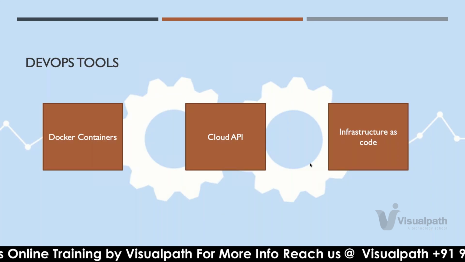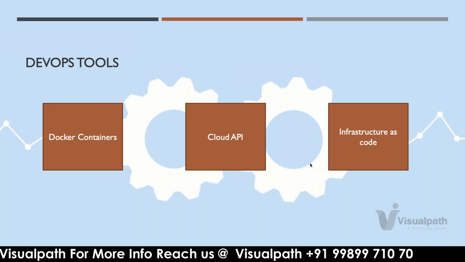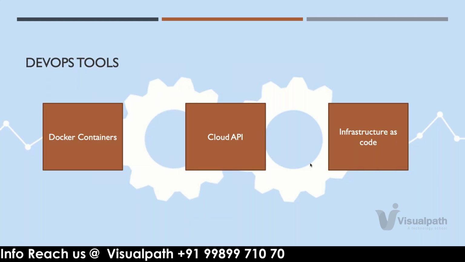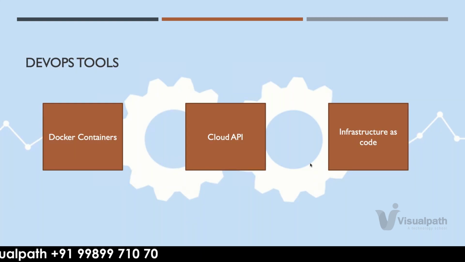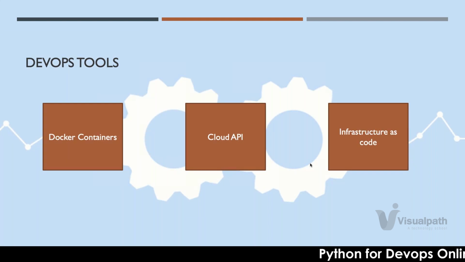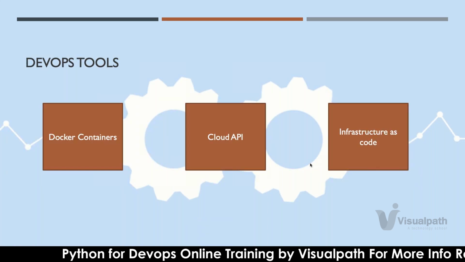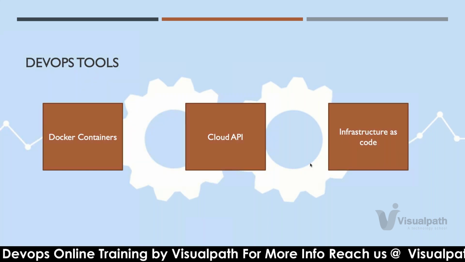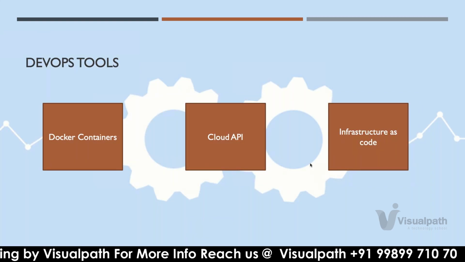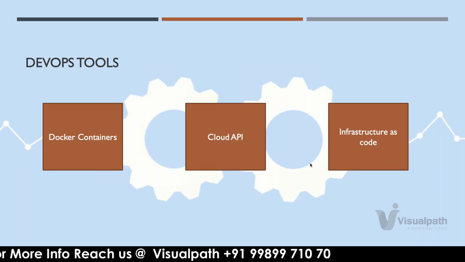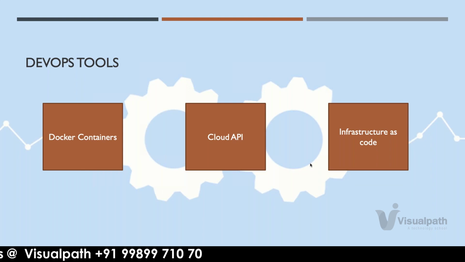A lot of tools are available as containers. To understand a tool or to initially experiment with it, we can run it as a container, and then we can write automations on top of that. Then we'll go to cloud APIs, which is about the Python SDK. We will be dealing with the Python SDK of the cloud, and we will be writing automations to communicate with the cloud.